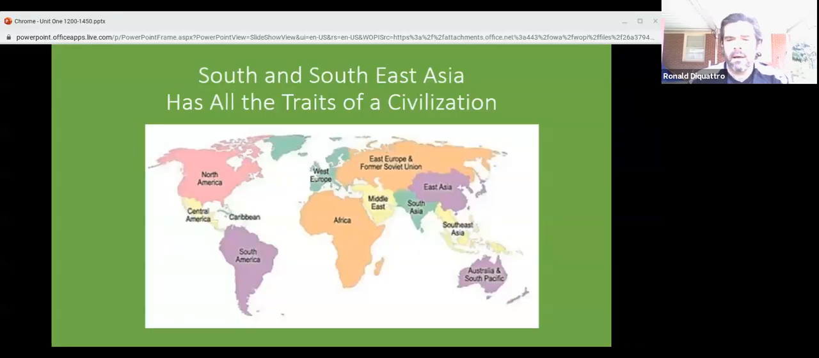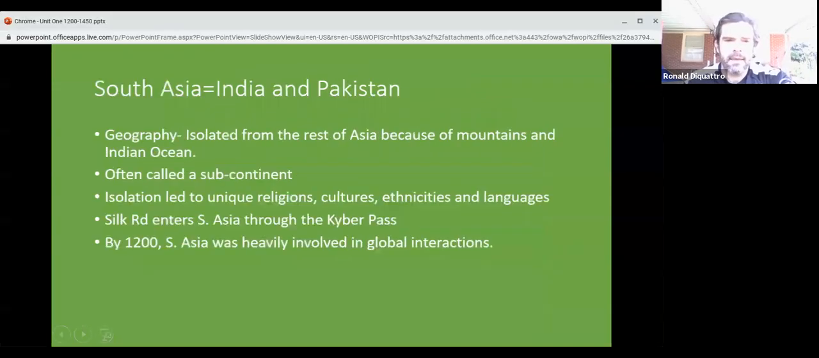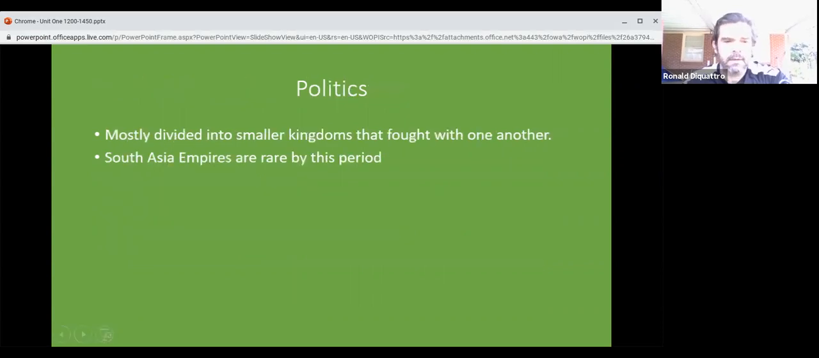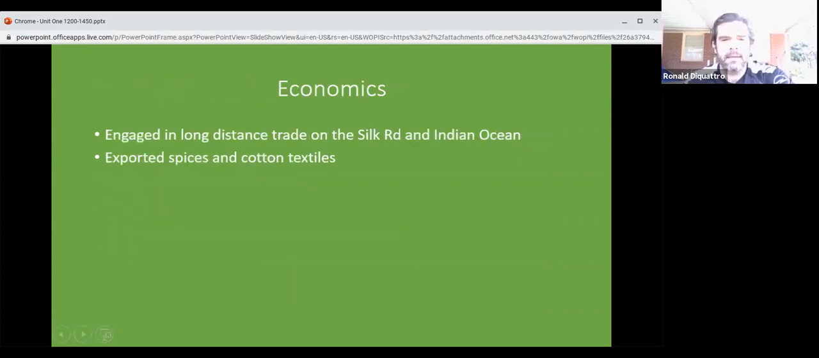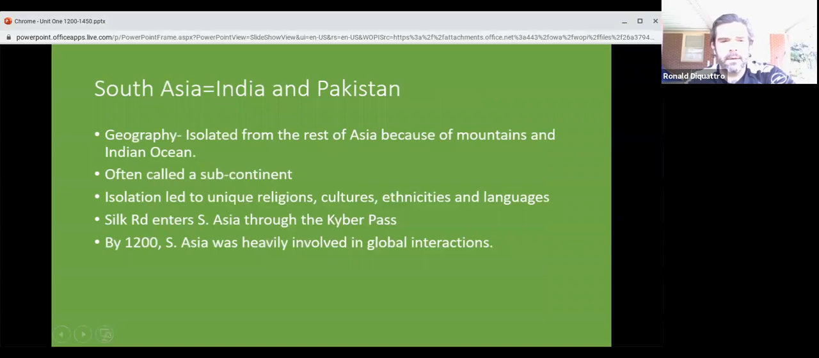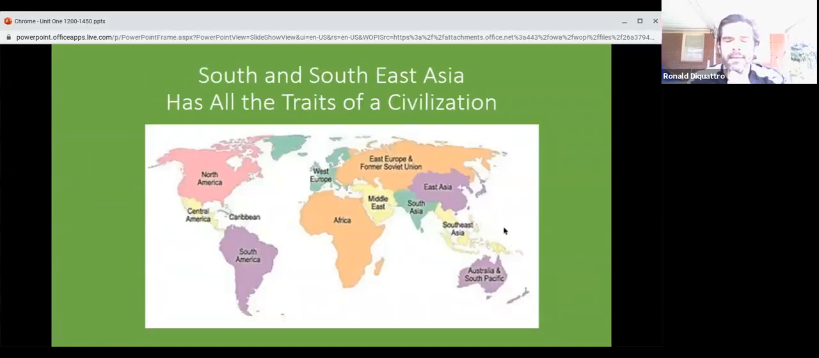All right, guys. So we're going to continue on looking at different civilizations in world history. And today we're going to go to a region of the world we're going to end up talking a lot about, and that is South Asia. Now, South Asia means India. So anytime we talk about South Asia, this is the region of the world we're looking at.